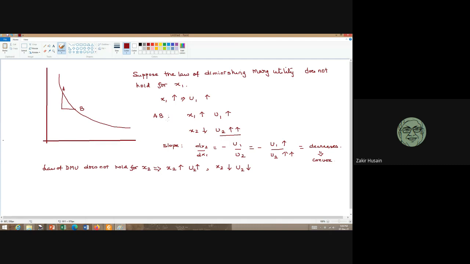Now let us again go back to AB. x1 has gone up. Now x1 follows the law of diminishing utility, so u1 falls. What has happened to x2? x2 has fallen. What will happen to u2? It is also going to fall. Now let us assume that u1 falls by a large amount.